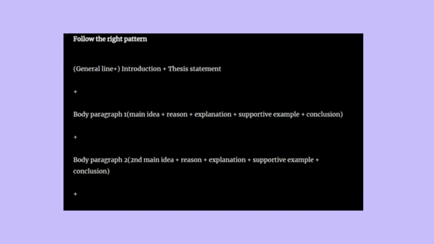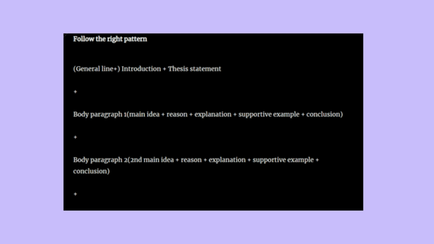You should follow the right pattern for writing your essay. The first one is you should write a general line if you want to, or you can omit it if you want, and then you should write a small introduction plus a thesis statement as well with your introduction. And the second paragraph should be your body paragraph 1, which should have a main idea, reason, explanations, one supporting example, and a conclusion as well.